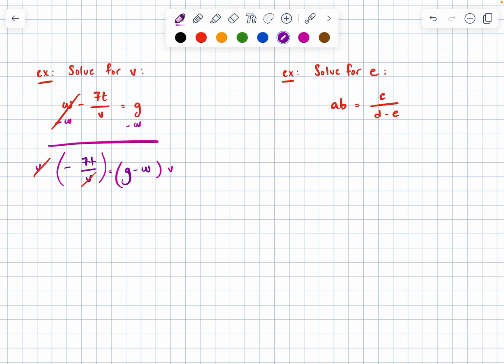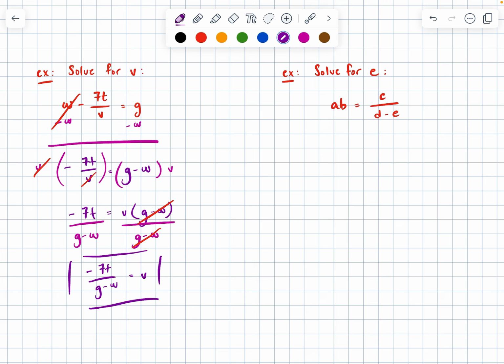So on the left side, times v divided by v, these go away. I've got the negative 7t left over. And then I've got v times g minus w. I'm trying to get the v by itself. It's currently joined to something in parentheses. Well, let's undo that parentheses. In this case, it's multiplication using division. So I'll divide both sides by g minus w. And I've got negative 7t over g minus w equals v.